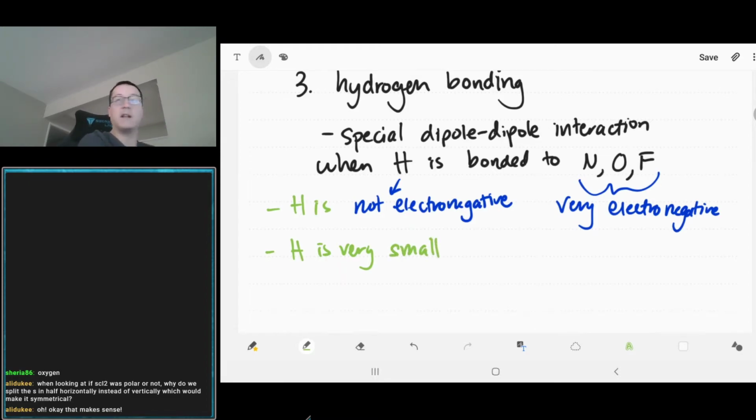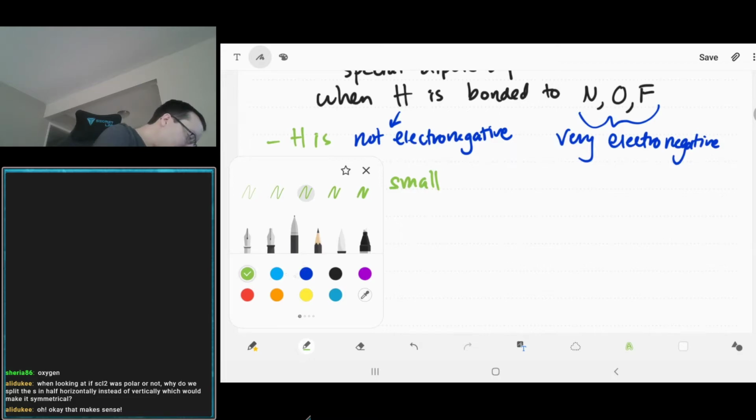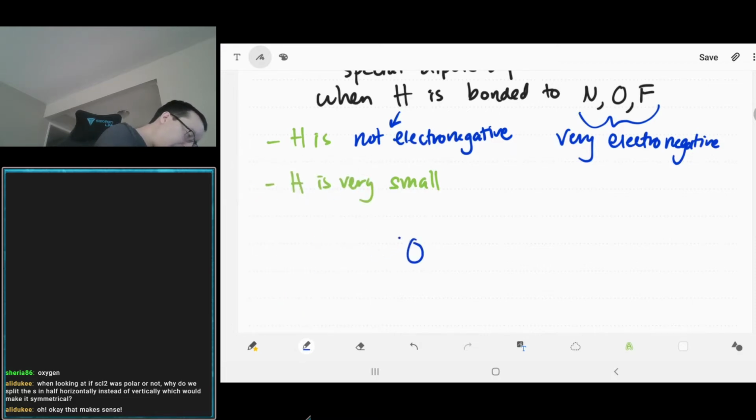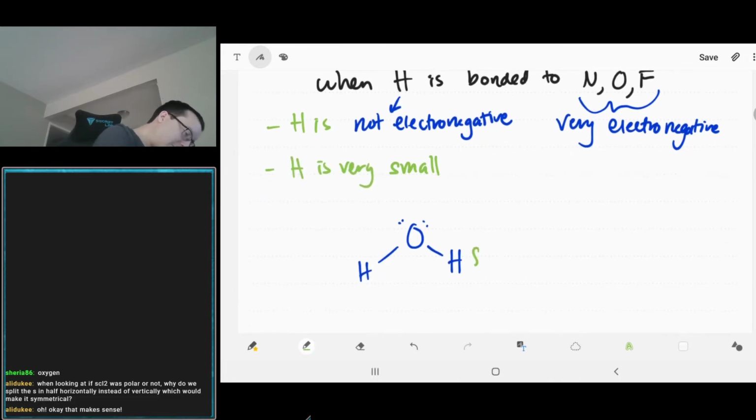And another thing to note is that hydrogen is very small, right? It's one proton, one electron, pretty small little thing. And so, if we look at this, here's our happy water molecule. We, of course, know that hydrogen, being less electronegative, is going to be the positive one, and oxygen is going to be our negative one.